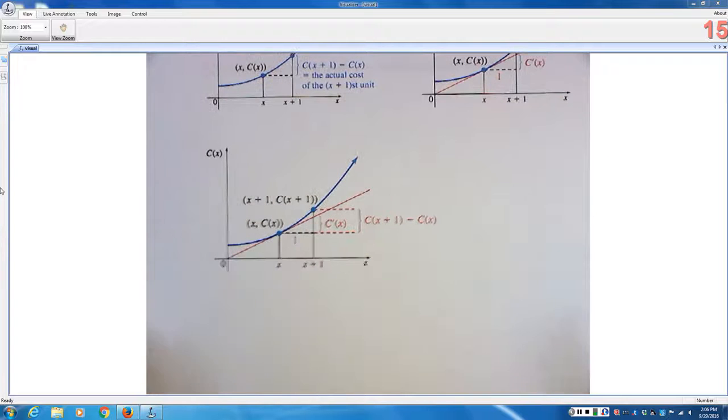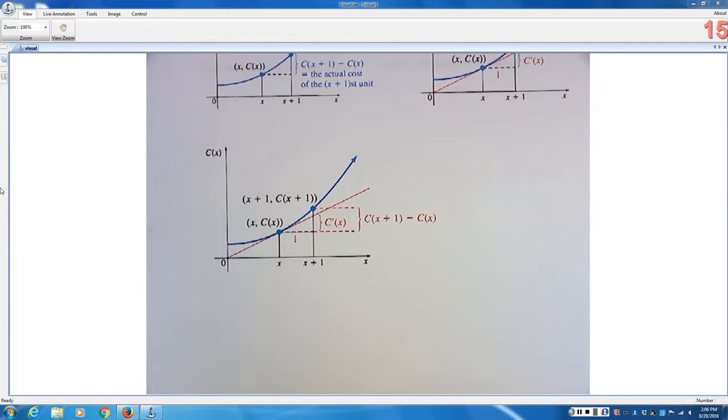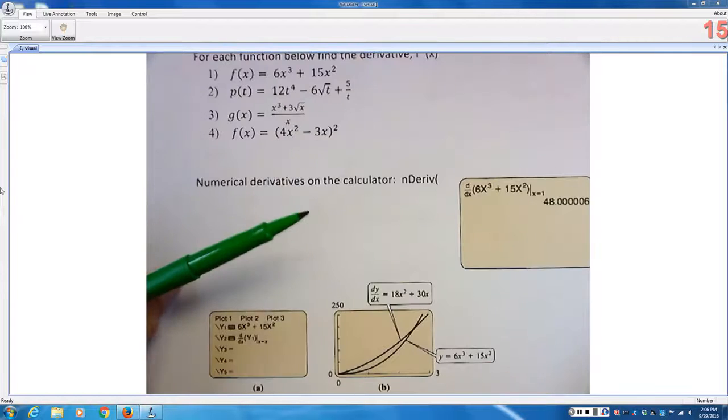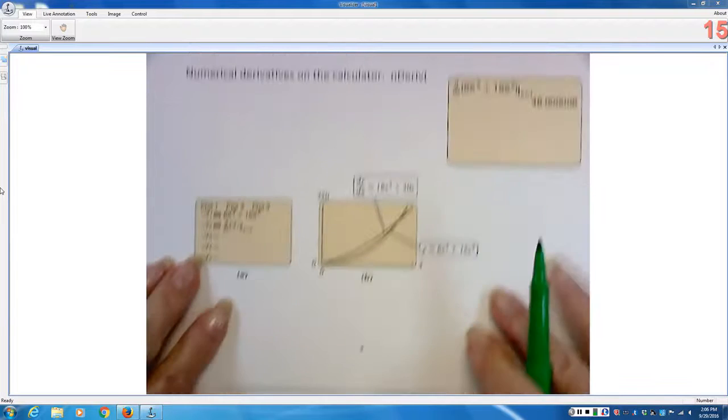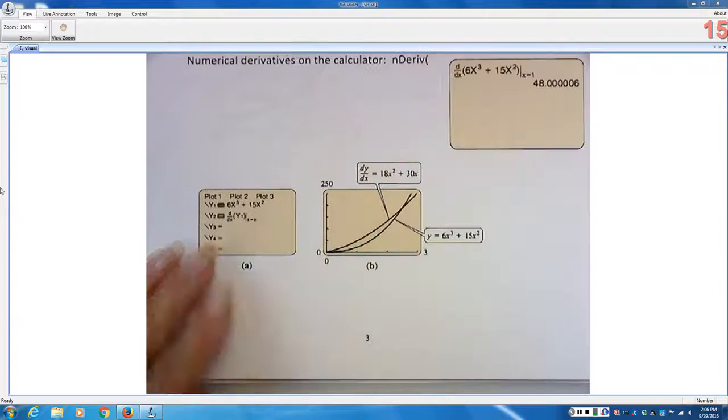Now we want to talk about marginal analysis. Oh wait, I think I skipped over something. When we were on this page, I think we talked about numerical derivatives, but I think it wouldn't hurt to go back and refresh you on how to do numerical derivatives. And it's a little different from the 82 and the 83. Let me get a calculator.